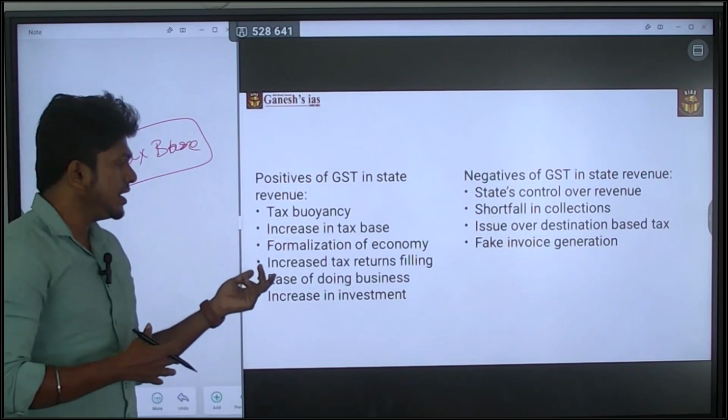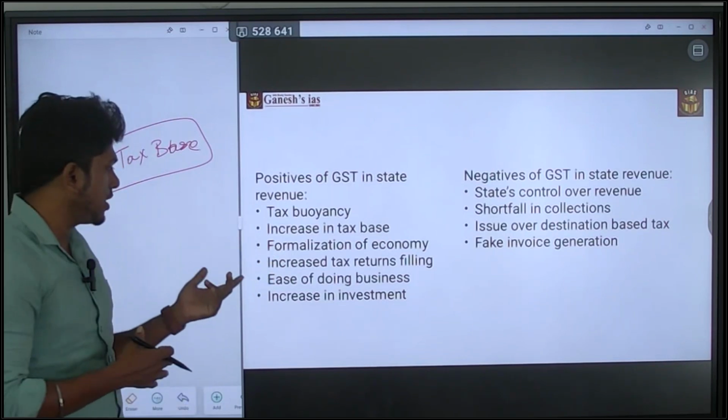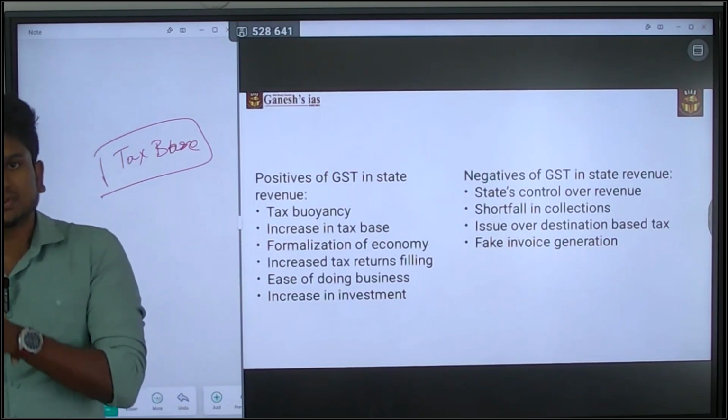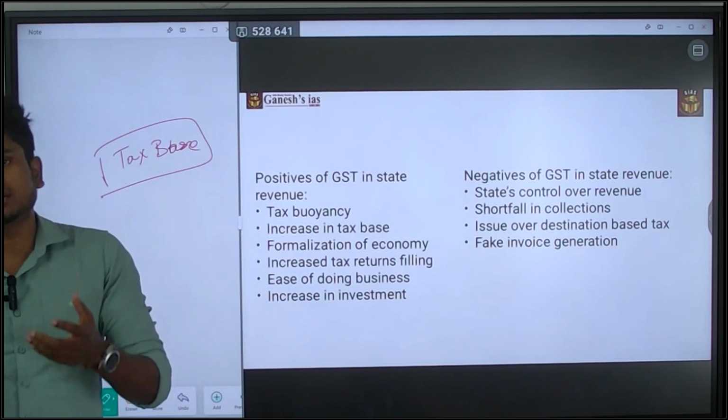And also an increase in tax return filing happened. And the next major thing is that due to this introduction of the GST, investment increased.